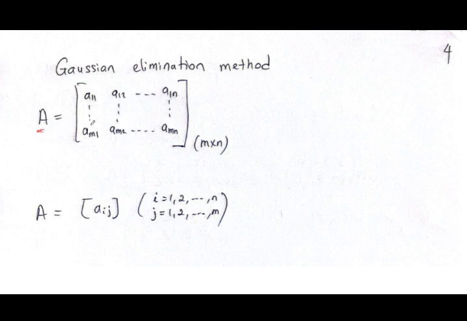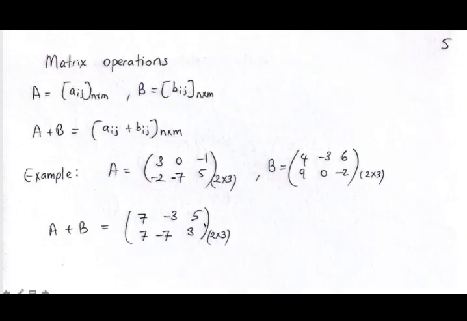And the rows, we have m number of rows. So this is indicating the number of rows and the number of columns. So this is an m by n matrix, and we can represent each element in this matrix as aij, where i is from 1 to n and j is from 1 to m. So this is just our general notation to represent a matrix.